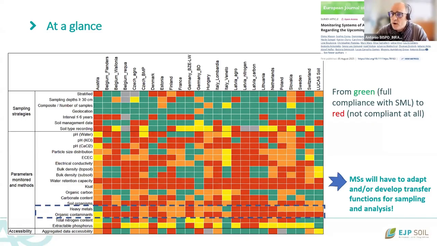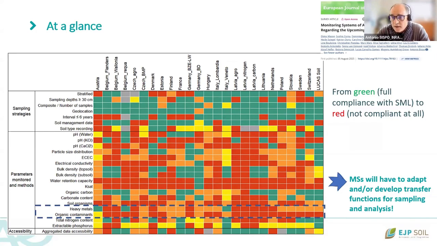And you see a lot of red in that table, meaning that the columns are the different networks in the countries, the soil monitoring networks in the countries. The only network that more or less complies with the soil monitoring law is the LUCAS Soil Network, because the soil monitoring law was designed based on the protocols that were used in the LUCAS campaigns. And even LUCAS has some changes to make to comply directly with the soil monitoring law.